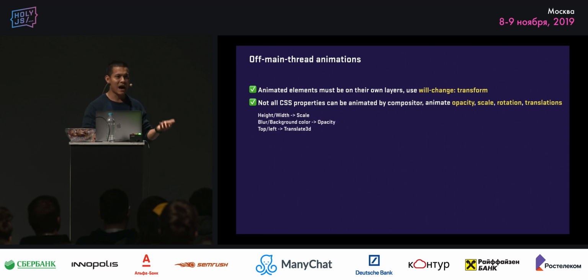If you're animating height and width, try to animate scale instead. If you have a blur animation, maybe you can already create the blurred version of the image and then animate the opacity. That does the same thing. And if you're animating the top and left positions, maybe you can animate 3D translations instead. So there are tricks to put your animations within these 4 CSS properties, right?